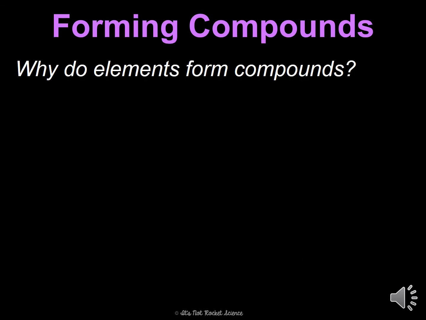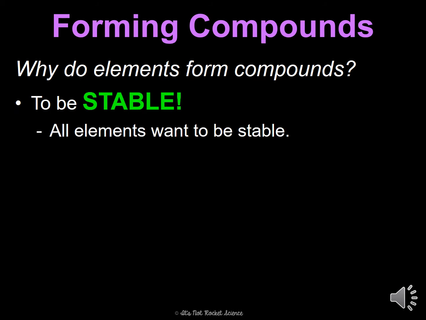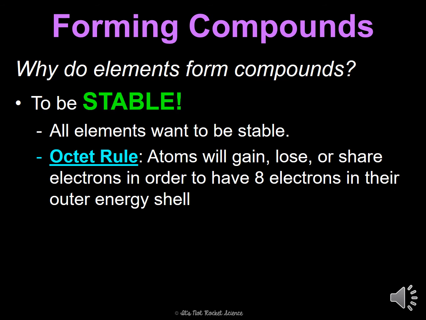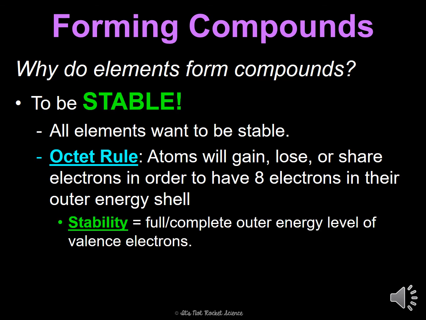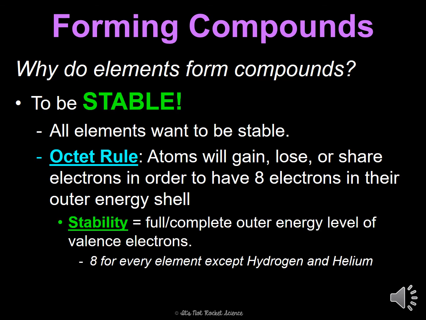All right, so why do elements form compounds? They want to become a compound to become stable. All elements want to be stable, and there's an octet rule that says atoms will gain, lose, or share electrons in order to have 8 electrons in their outer energy shell. So in order for it to be stable, it needs to have 8 electrons in their outer shell. So 8 total valence electrons. So stability is a full or complete outer shell level of valence electrons. So 8 for every element besides hydrogen and helium.